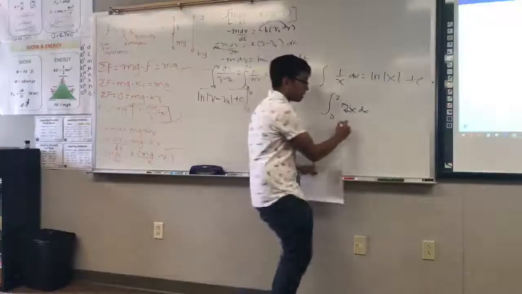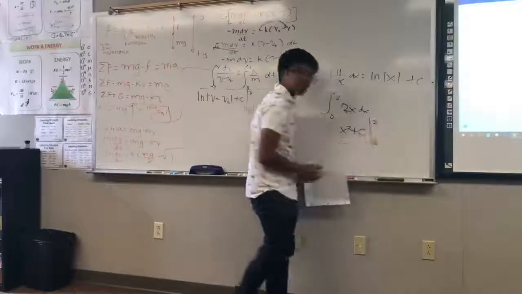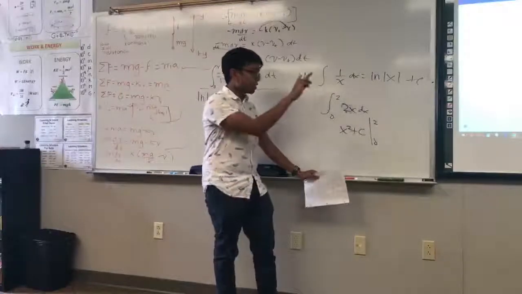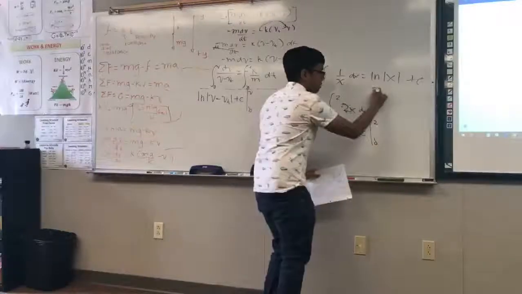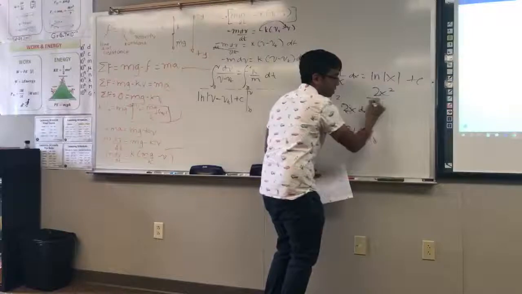It becomes x squared plus c. Wait, I forgot how to do the integral. So it's like the opposite. You add 1. So you add 1 to here, so 2x. Add 1 to here, since this is 1, 2. And then do that to the bottom too.